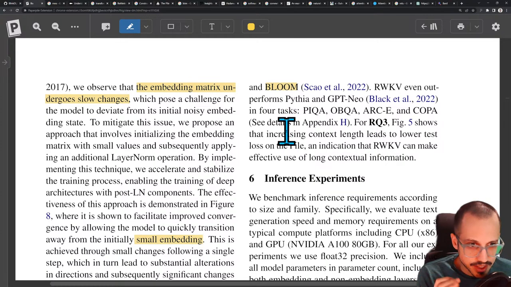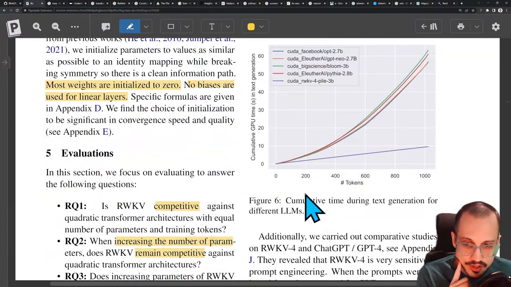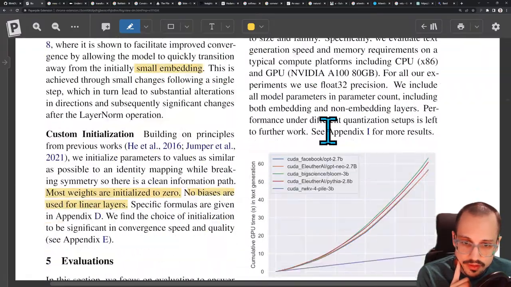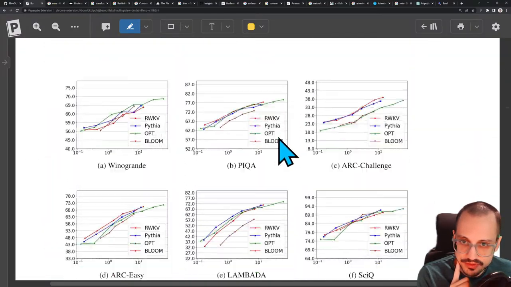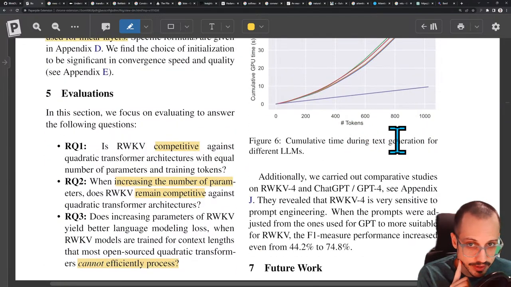Shows that increasing the context length leads to lower test loss on the Pile. This is the big data set that we saw. An indication that RWKV can make effective use of long contextual information. Yeah, so figure five, where's figure five? Dude, what? Figure six is before figure four? Figure four, figure five, and then figure six? That's weird.